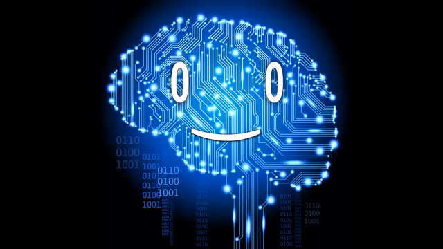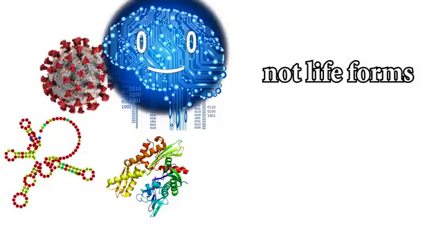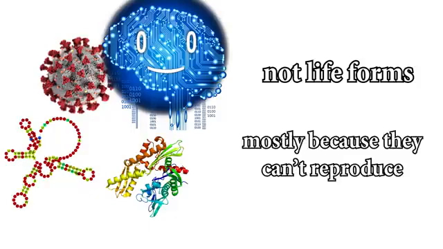Besides the aforementioned types, there are also viruses, viroids, prions, and AI, which are not considered life forms by scientists, mostly because of their inability of making the sex.